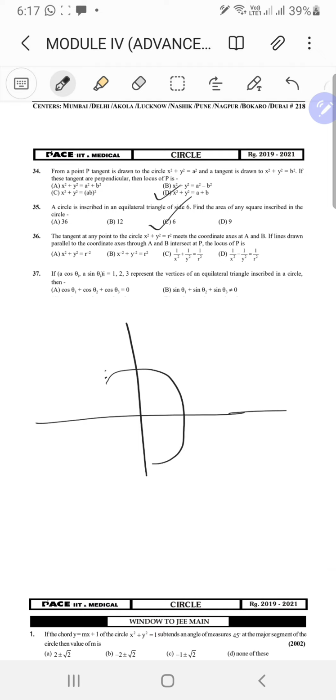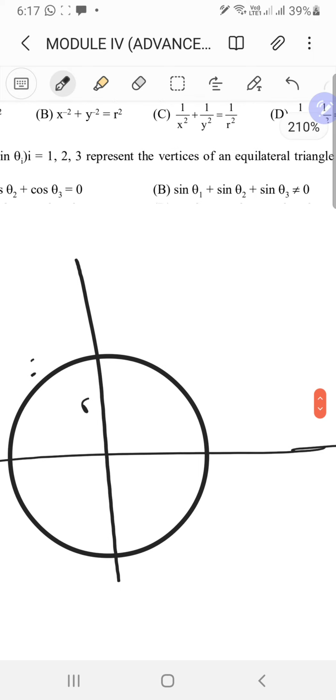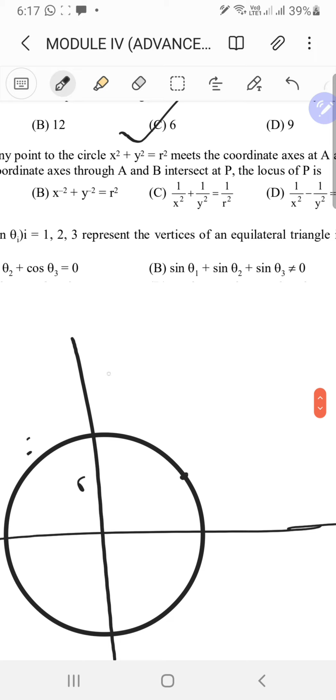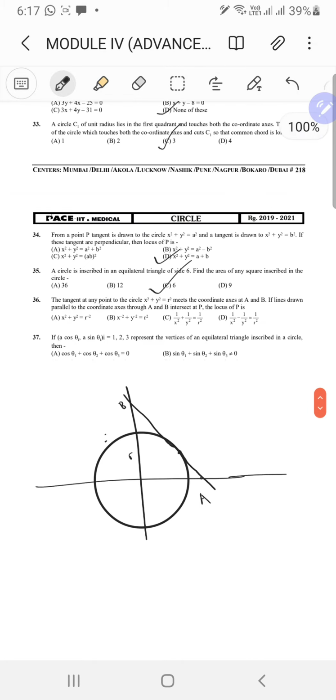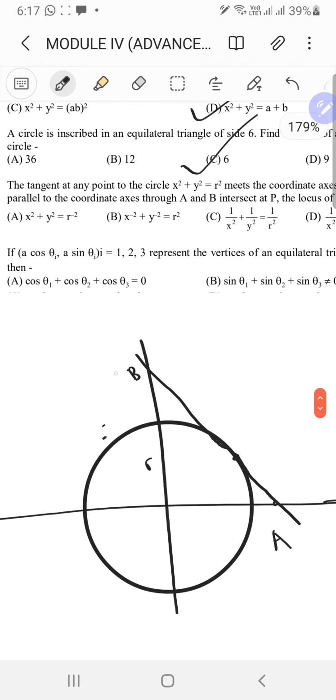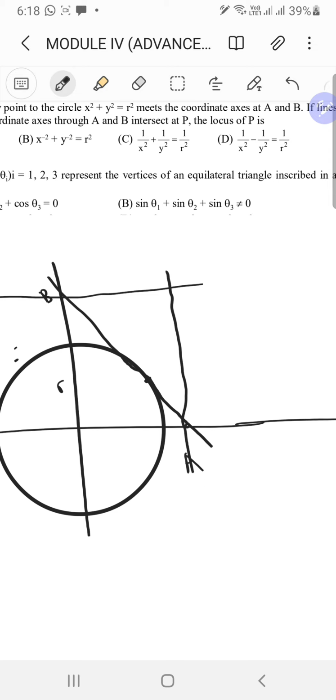Why can't I just draw a circle? Yeah, this is a circle. Okay, so suppose this is the circle which we are interested in. It has radius r, and we take a point from which we draw this tangent. Okay, and this meets the coordinate axis at A and B. Nice. And lines drawn parallel to the coordinate axis through A and B intersect at P. So something like this. One good thing about coordinate axes is there are a lot of 90 degrees everywhere.